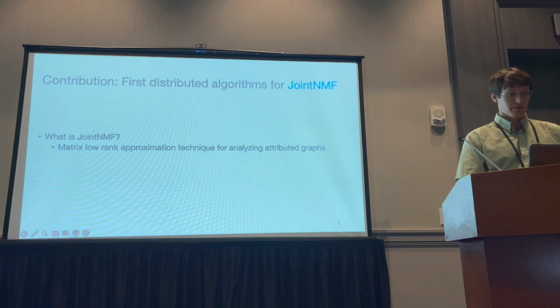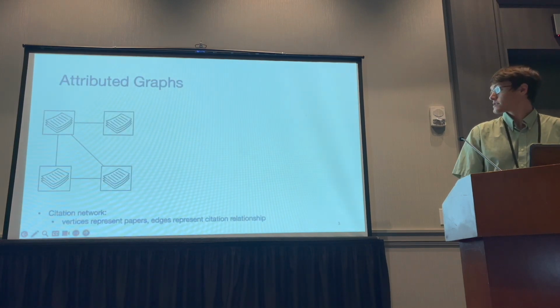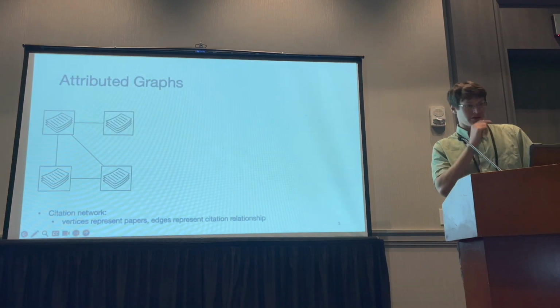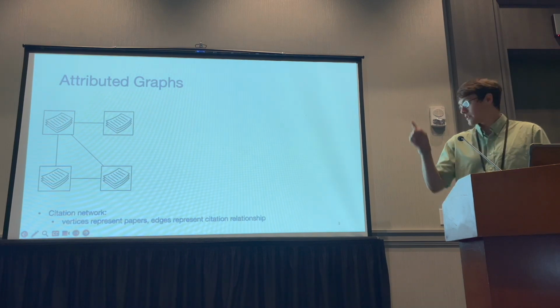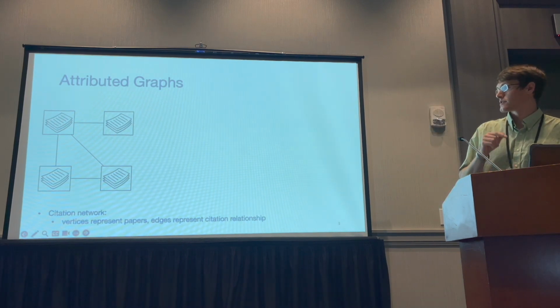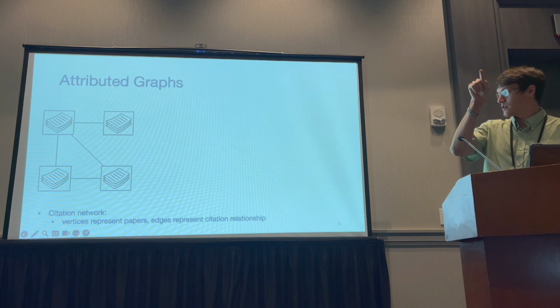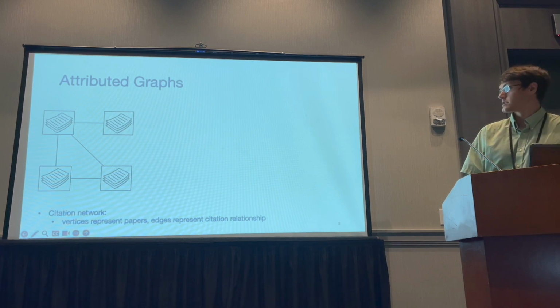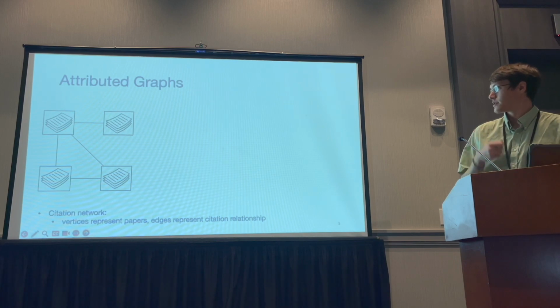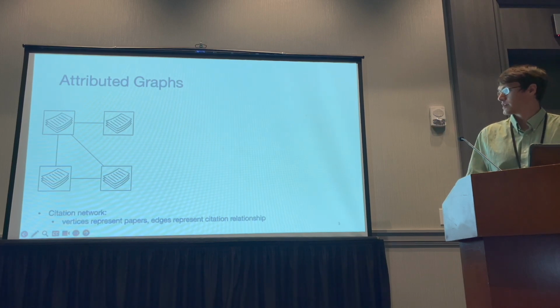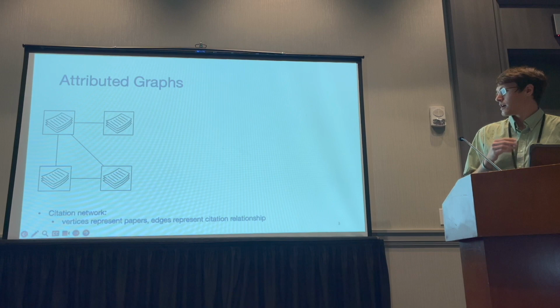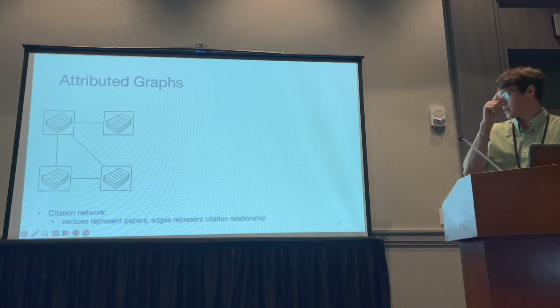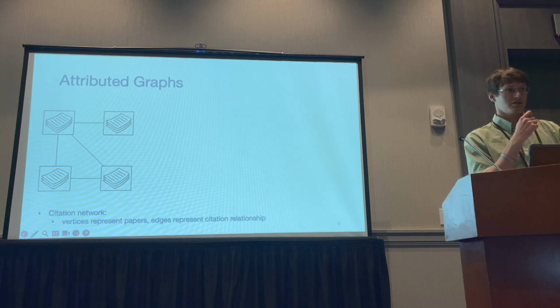So if you recall, attributed graphs generally consist of a graph network, a series of nodes and edges, wherein each node has a series of features or attributes. So here, for example, we have a citation network. Each vertex represents a paper, and the edges between papers represent a citation relationship.